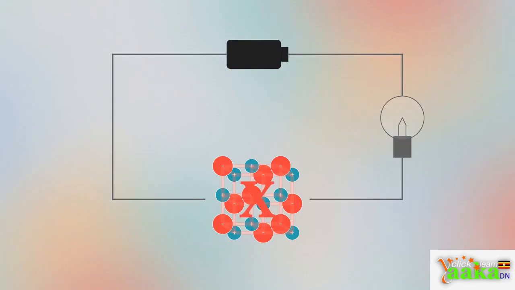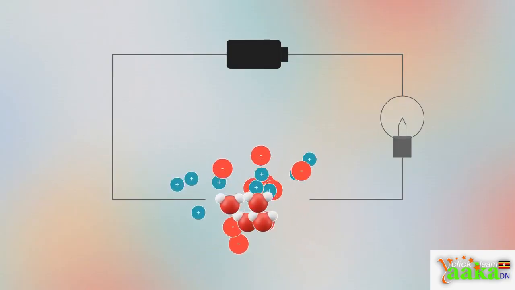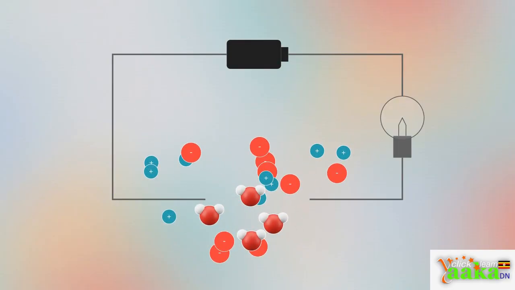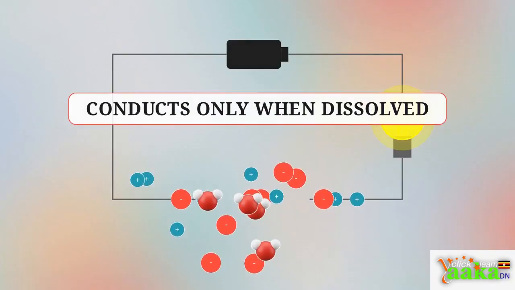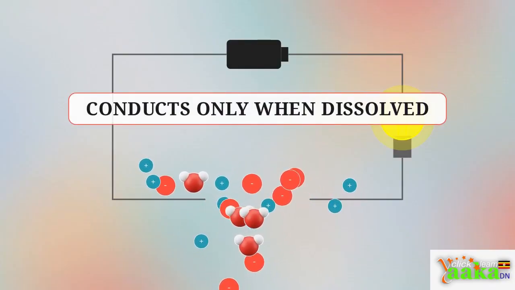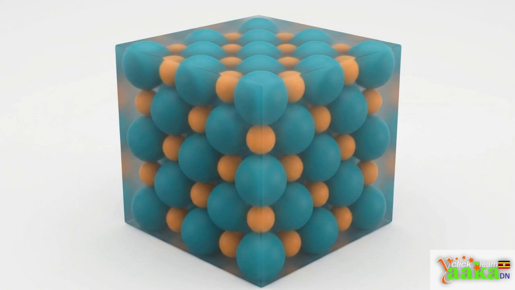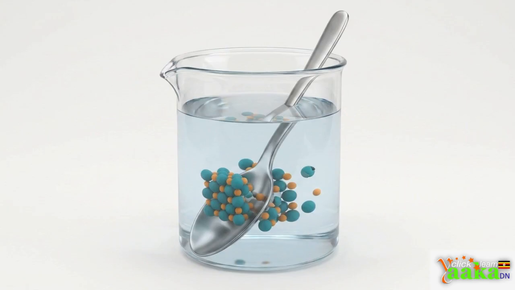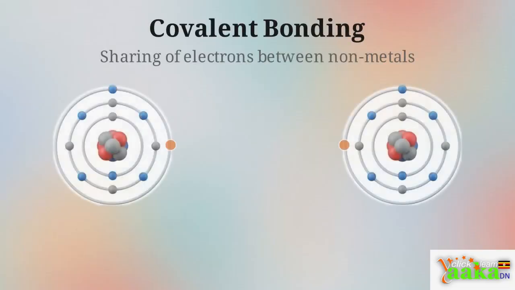So what happens if we wire this strong, solid structure to a battery and try to pass electricity through it? Nothing happens. Electricity requires moving charges, and in this solid lattice, ions are trapped in place. But watch this. When we dissolve the salt in water, the grid breaks apart. The ions float freely, and the bulb instantly lights up. The incredible structural strength of an ionic bond is exactly what prevents it from conducting electricity, until that structure is physically dismantled.